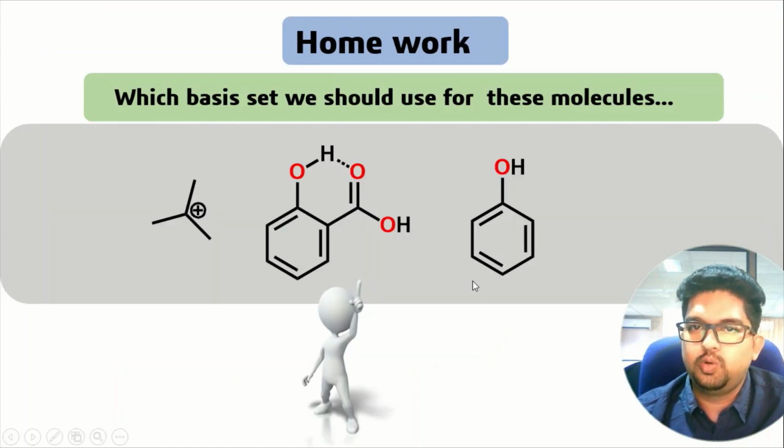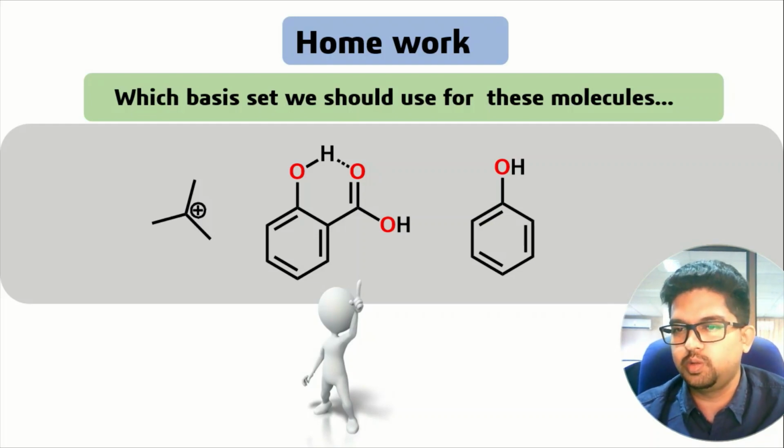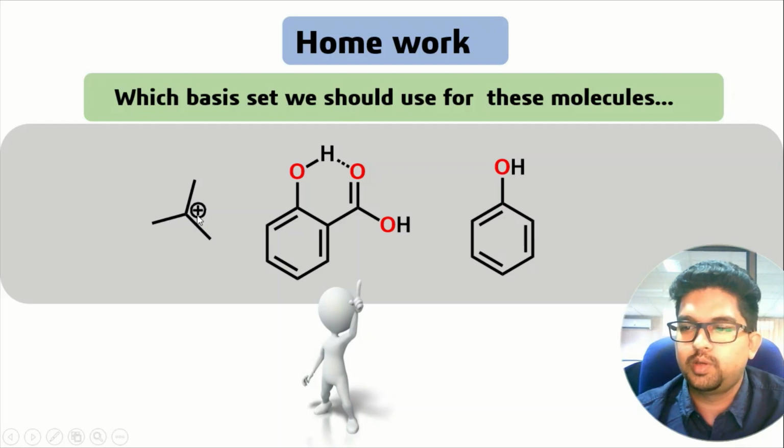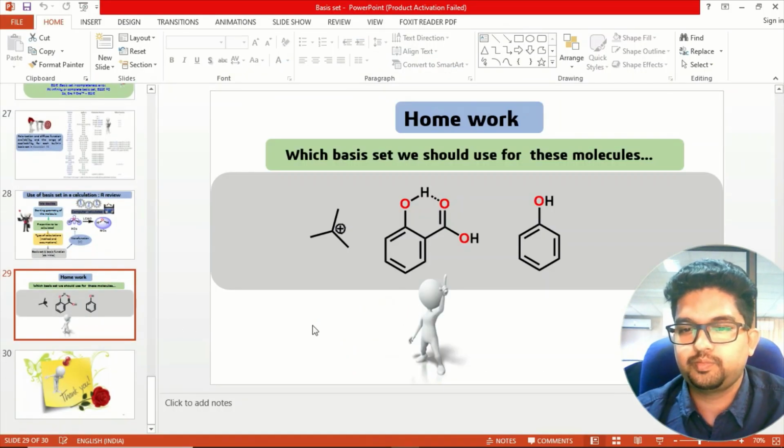This is the take-home task for some molecules. You need to find the appropriate basis set for each molecule. First, in this molecule you have a cation, it has a positive charge. In molecule 2 there is a weak interaction between this OH and this carbonyl group, so there is a hydrogen bonding interaction. And this is a phenol. For this molecule, try to find the basis set. Thank you.